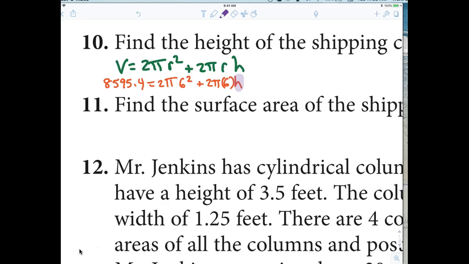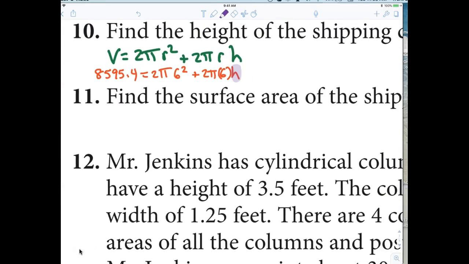Not yet. The first thing I want to do is simplify this. Somebody tell me what 2 pi times 6 squared is. Somebody help me with that. 226.2. Does everybody agree with that? Everybody happy with that? Come on now. This is the hard one.